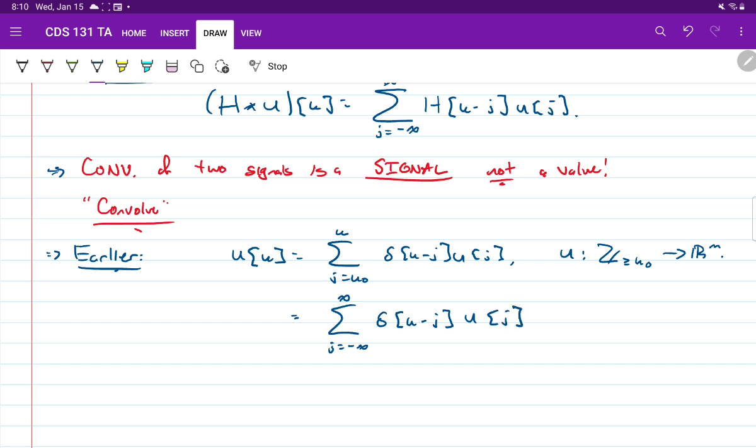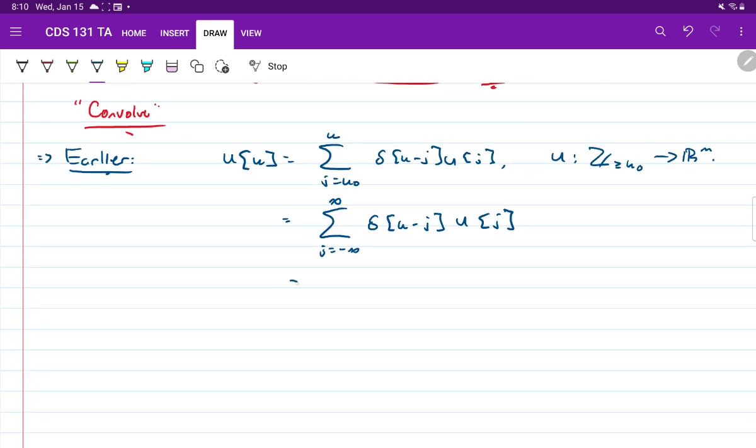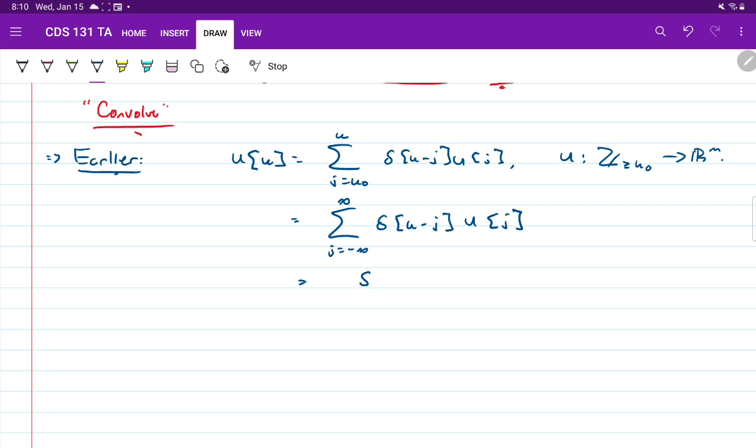Now, what's this but the convolution? So it turns out u at time k is actually equal to the convolution of delta and u evaluated at time k. So there's this really interesting property of this discrete time delta function that it actually gives us an identity under convolution. So we get an identity.